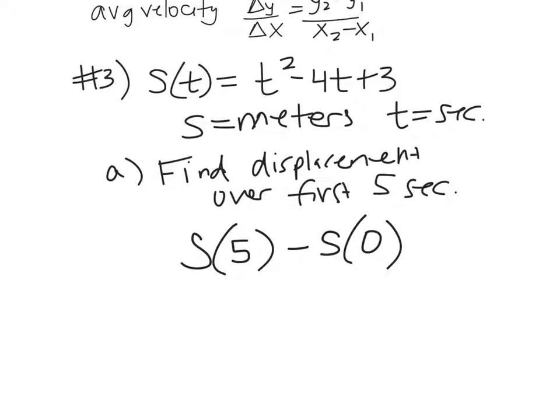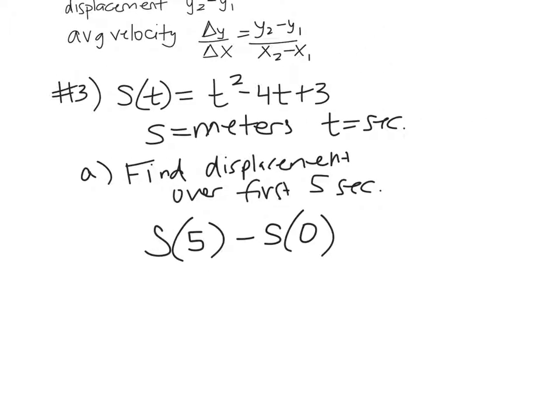So over the first 5 seconds, it's s of 5 minus s of 0. You can get your calculator out and do that if you need to. You're just plugging 5 in, and you get 8. Then you plug 0 in, and you get 3. And so the displacement would be 5 meters. That's how much it's moved, how far it's gone in the first 5 seconds.